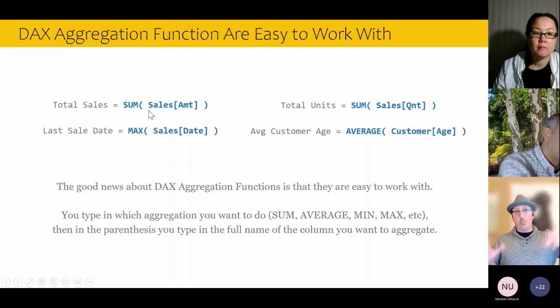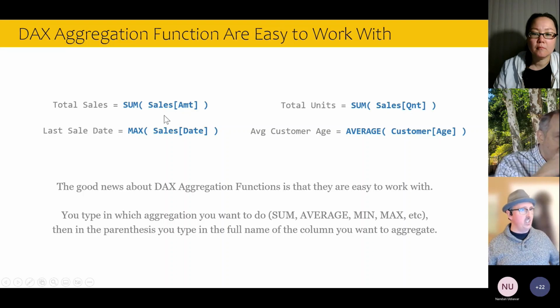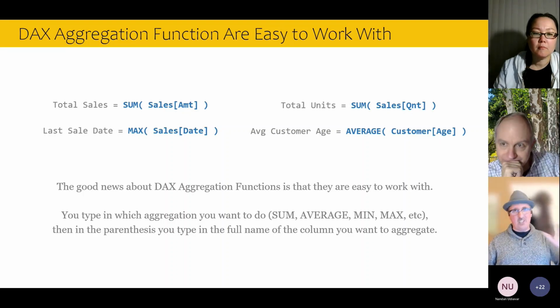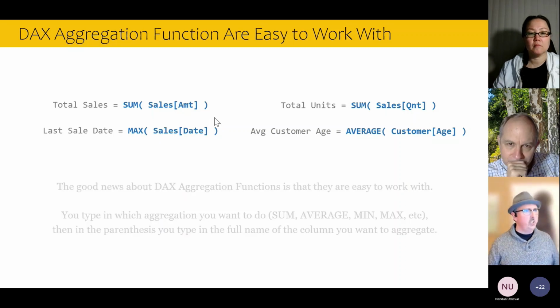For Excel folks that have worked with Excel named tables, this looks even more familiar. The syntax is the same thing. However, a lot of people in Excel don't use named tables, and that's just fine. Suffice to say, it's pretty easy to do. You just type in the name of the aggregation you want and which column you want to apply it to. Easy peasy. So that's the good news.